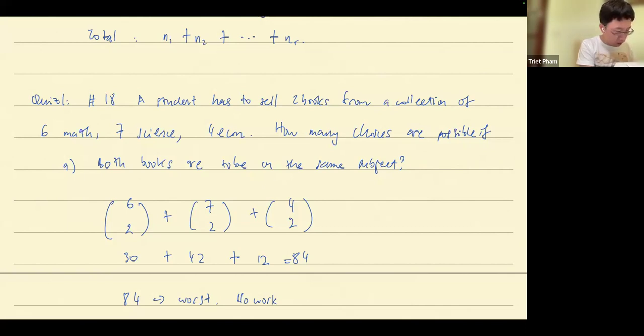Hold on. It'd be 42, right? Oh yeah, exactly. So what you said actually has to be divided by 2, because it's choose 2. Exactly. So yeah, there you go. So this is 42 actually.